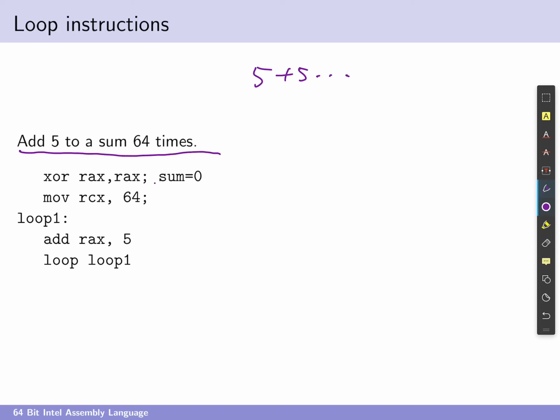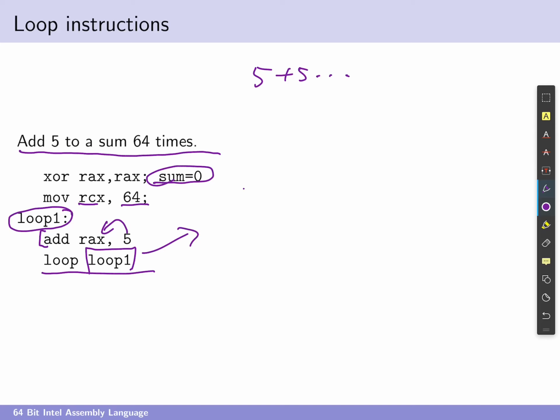So the first thing I'm going to do is set sum to be 0. I'm just going to use RAX as my sum. Could have used something else. I'm going to set RCX to be 64. Then I'm going to specify a label. In this case, I'm just going to call it loop 1. Now, in essence, this is actually going to act as my loop body. I'm going to add 5 to RAX. And then I'm going to call the instruction loop followed by the label. In this case, the label is going to be loop 1.